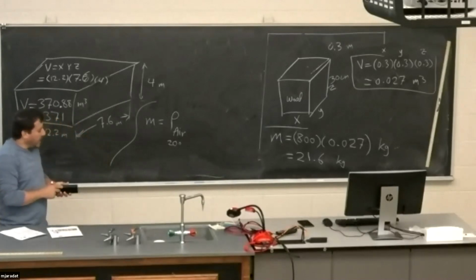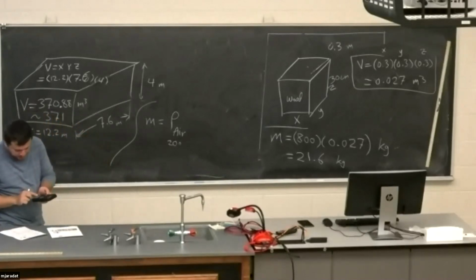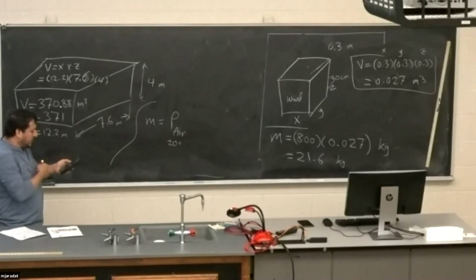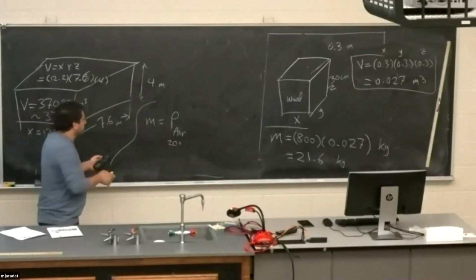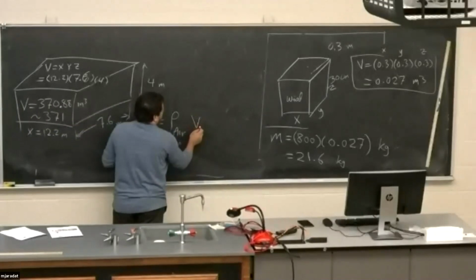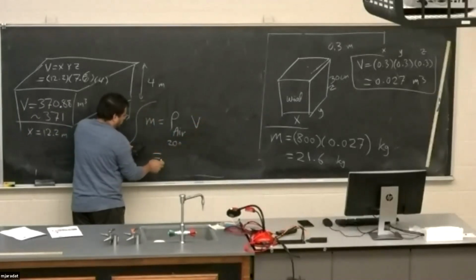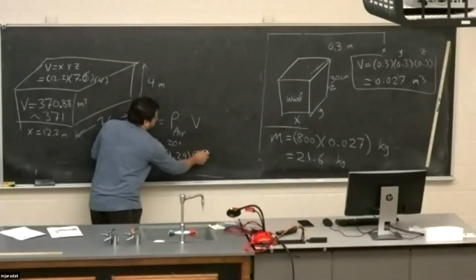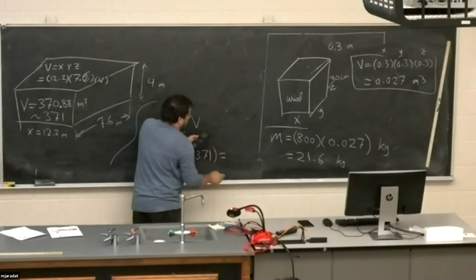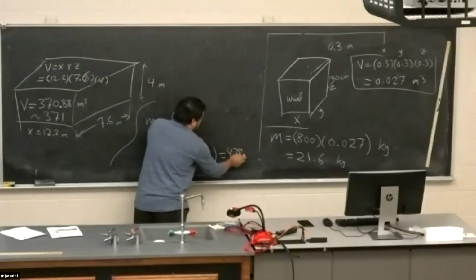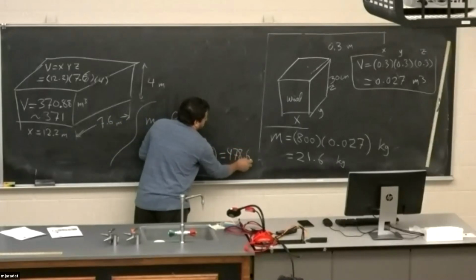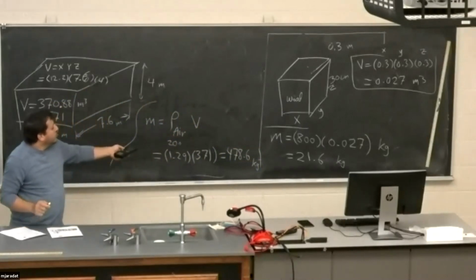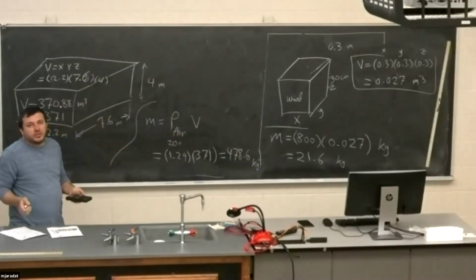Okay. Now, the density is 1.29 multiplied by this volume approximately, which is 371, which I approximated. 1.29 multiplied by 371 is equal to 478.6 kilograms. So the air now in this room is 478 kilograms. It's not light.